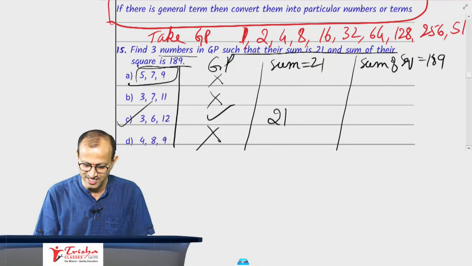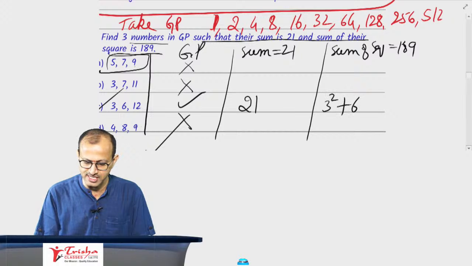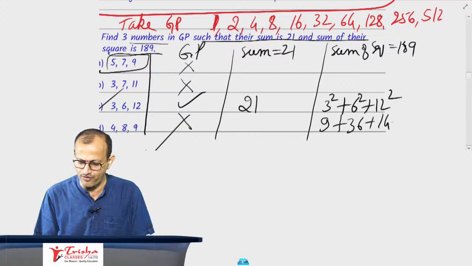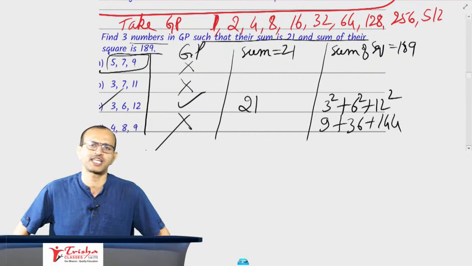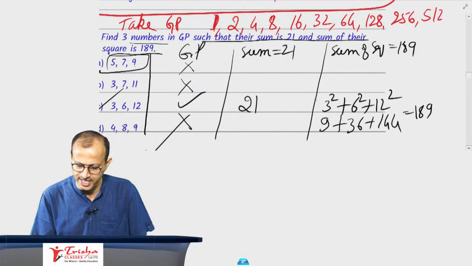21, excellent, you are brilliant. Sum of the squares: 3 square plus 6 square plus 12 square. 3 square is 9, 6 square is 36, 12 square is 144. 144 plus 36 is 180, 180 plus 9 is 189. Did you get 189? Yes.